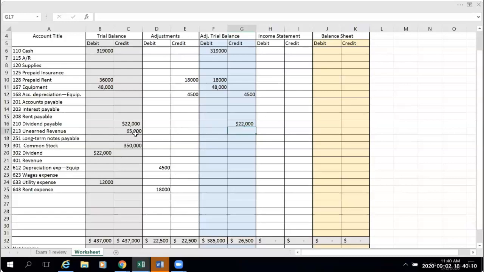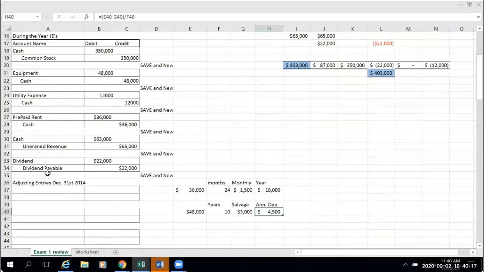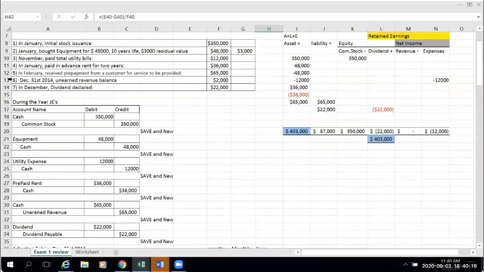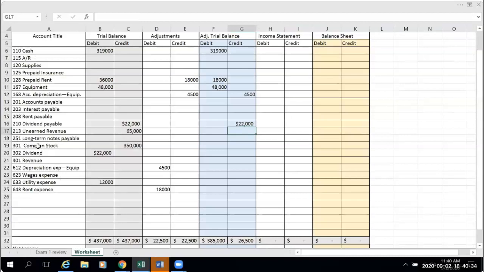Unearned revenue, it's a $65,000 liability. And I would like to talk to management, and the management says here in line 6 that on December 31st of 2014, the unearned revenue balance is only 2,000. Wow, okay. So let's reflect that. You see the unearned revenue is 65, but the management said it has to be 2.